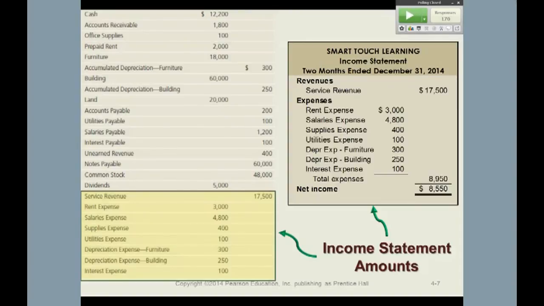So the income statement would be separate or would have separate depreciation accounts for furniture and for building and for whatever other asset you may have.